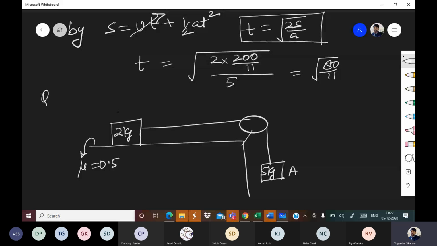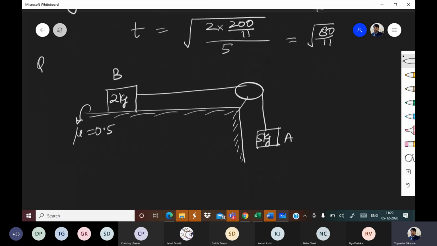So there are two blocks A and B. Both are connected by a string which is passing over a pulley. Question says find A, and AB. Find A and AB. Also find tension in string.